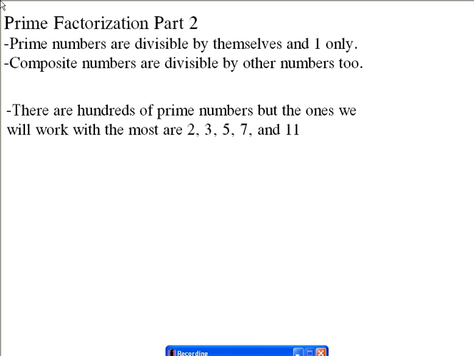Part 2. Now, prime numbers and composite numbers are the two main types of numbers that we work with that are integers. Prime numbers are divisible by themselves and by one only. We're going to come back with some examples of those in a minute. Composite numbers are divisible by other numbers as well, not just one and themselves.